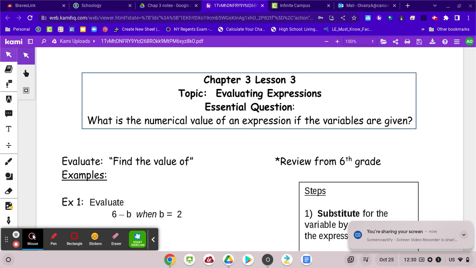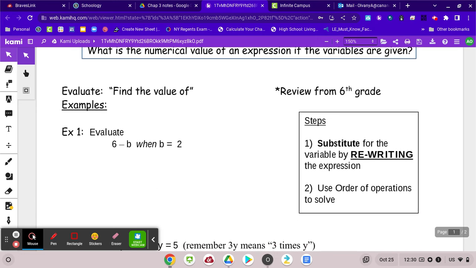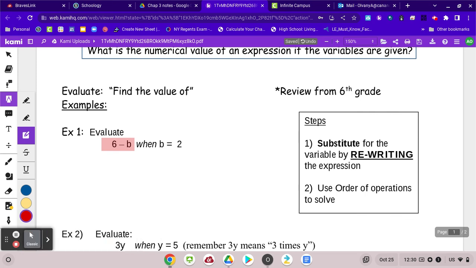Okay, here we go with lesson 3. Today we're going to evaluate expressions. Remember that an expression does not have an equal sign. So if you were to just look at an expression like this, you cannot tell me the answer because you don't know what B is.